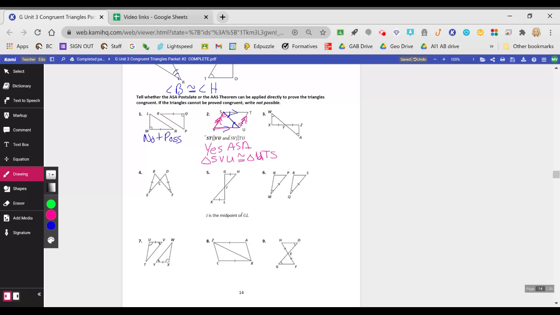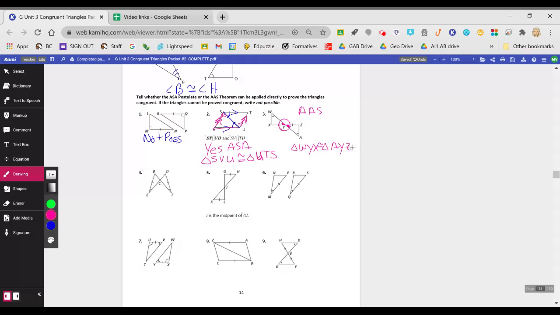Number 3, I have one angle, I have one side. Can I get another angle? Well, yes, I can get another angle because right here I have vertical angles. So this angle is congruent to this angle. So that would be angle, angle, side. And that would be W goes with A. So triangle W goes with A, Y goes with Y, and then X, Z.